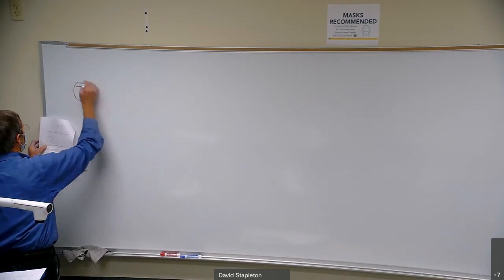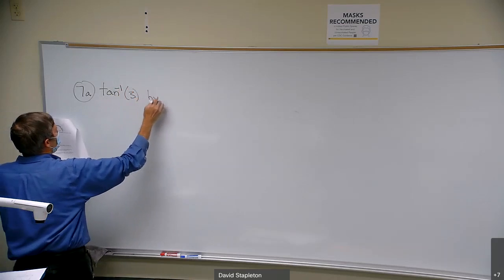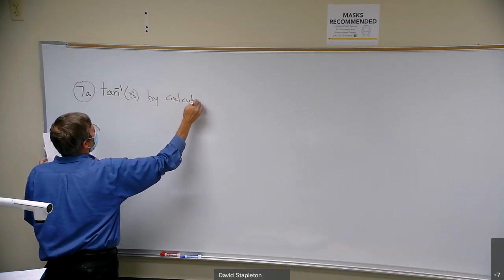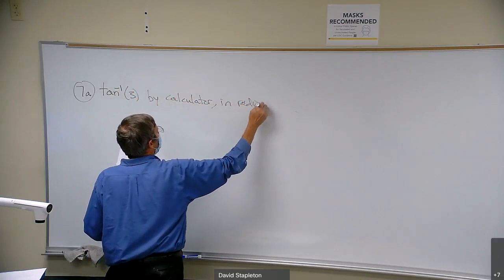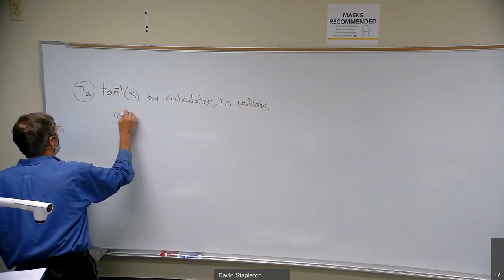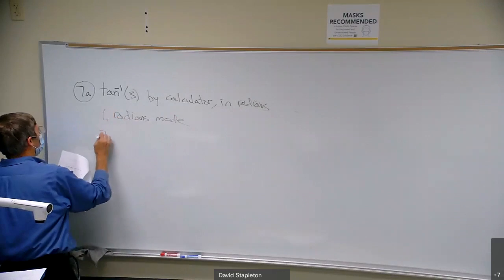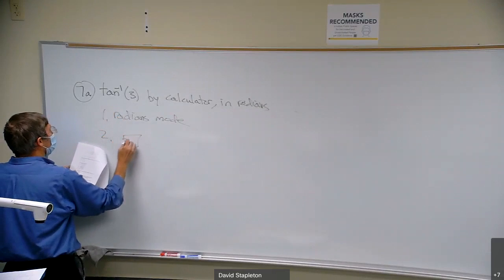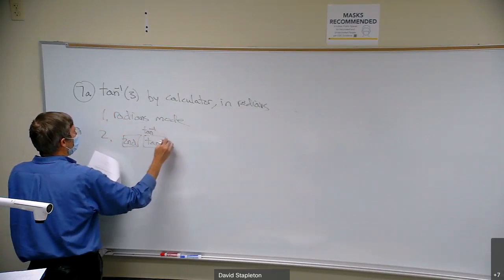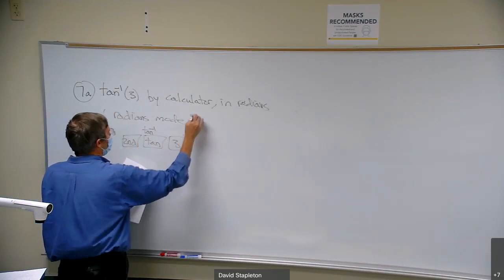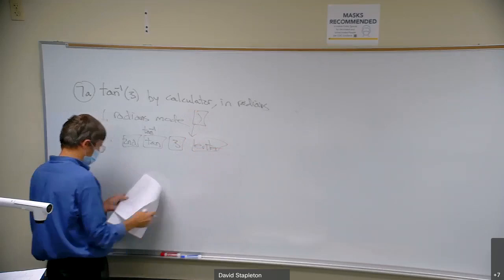So on 7A, for instance, it says evaluate the inverse tangent of 3 by calculator in radians. Yeah, all you have to do is put radians mode, and then push the keystrokes. Second tangent to get the inverse tangent, 3, some calculators you need to close the parentheses and then push enter. It's no more than that. So that's a real easy one there.